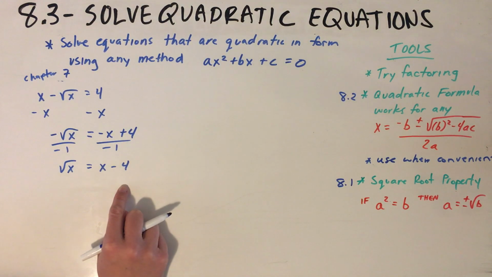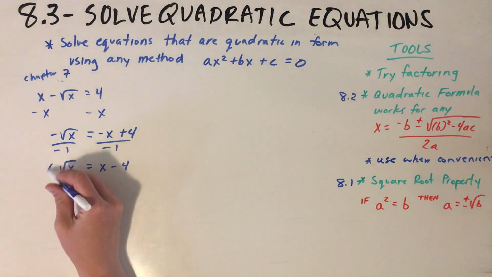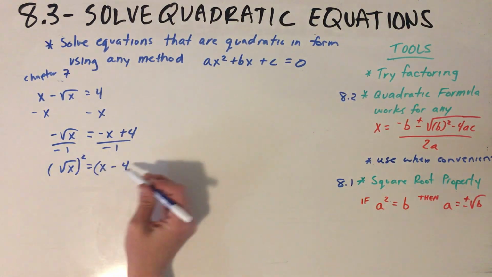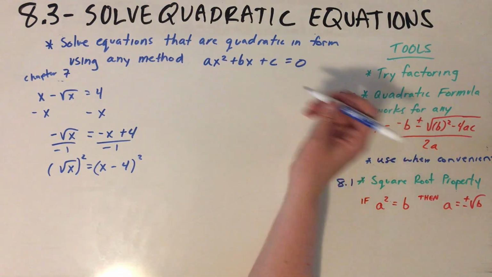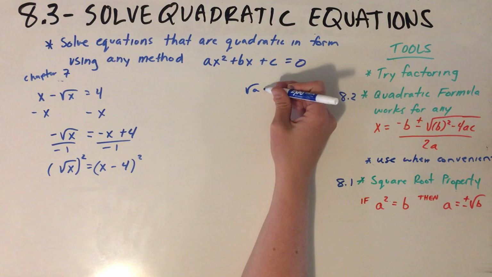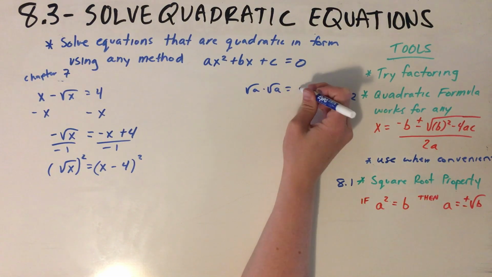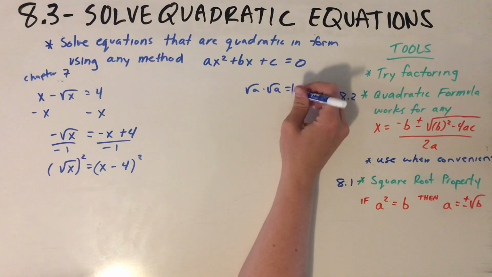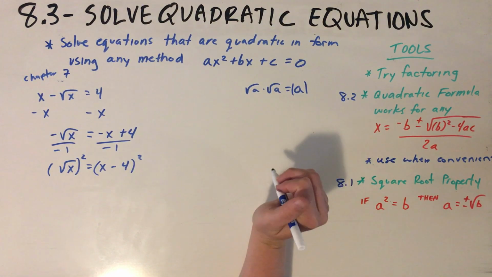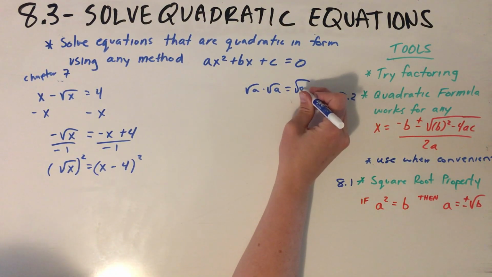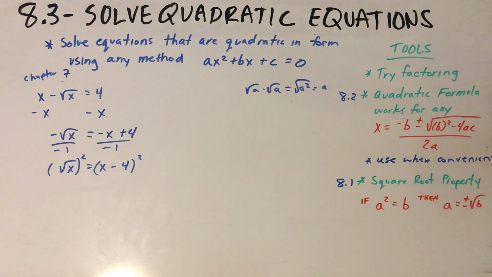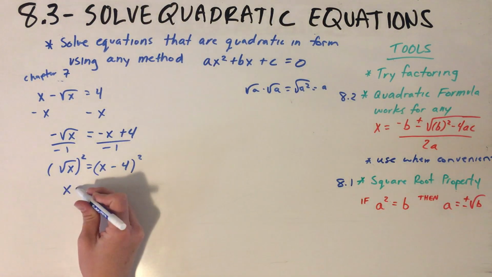So now that I've isolated this radical, I can square both sides. When I do that, remember what rules we're using here. We're using that the square root of anything times itself is just that thing. Okay, because it would be this, and then it would just be that. So this is just going to be x here.